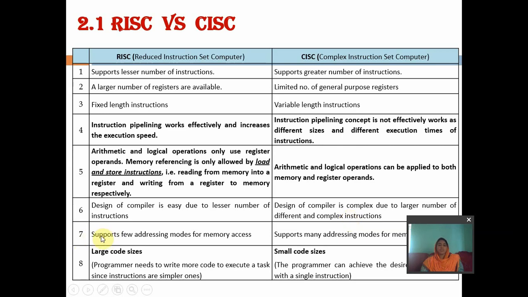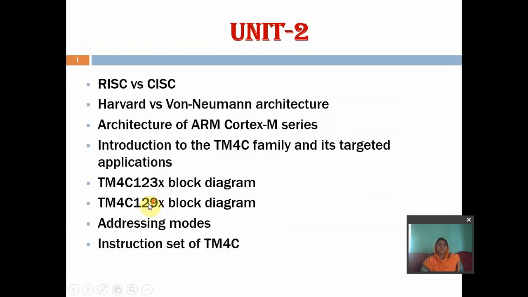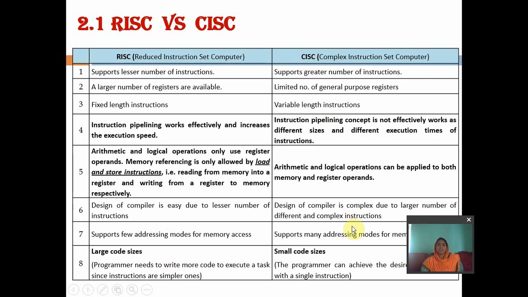Coming to the seventh point, RISC supports few addressing modes for memory access, because a RISC processor uses a load-store instruction set. It means we access memory a very small number of times. So in a RISC processor we have very few addressing modes, whereas in CISC we have many addressing modes for memory. Since RISC has very simple instructions, the code size is large, whereas in a CISC processor the code size is very small.